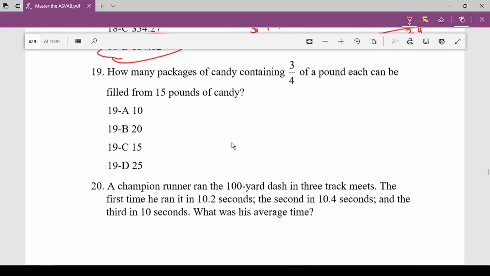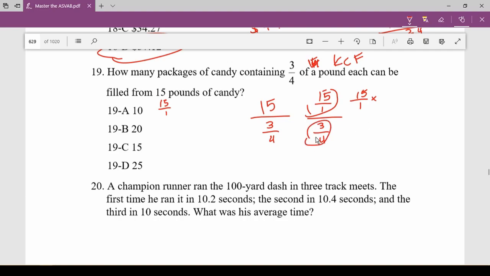All right, number 19. How many packages of candy containing 3/4 of a pound each can be filled from 15 pounds of candy? So again, this problem becomes 15 divided by 3/4. Or you can rewrite all whole numbers as 15 over 1. Just put them over 1. So this problem becomes 15 over 1 divided by 3 over 4. Again, we talked about this earlier. Keep, change, flip. Keep this first fraction the same, 15 over 1. Change this from division to multiplication. And then flip this fraction to be 4 over 3 instead of 3 over 4.